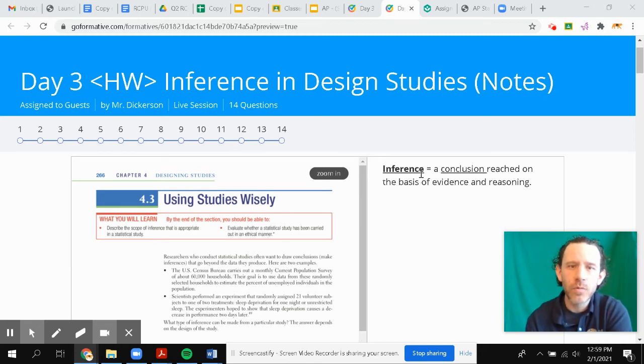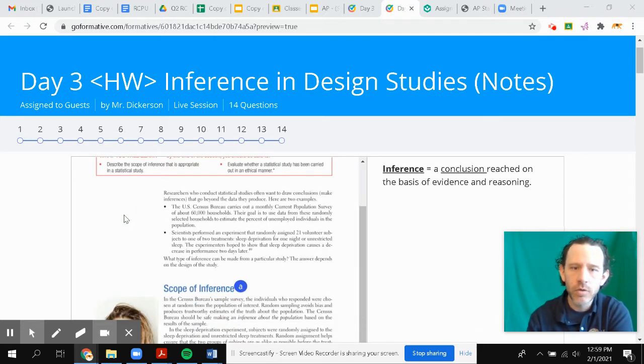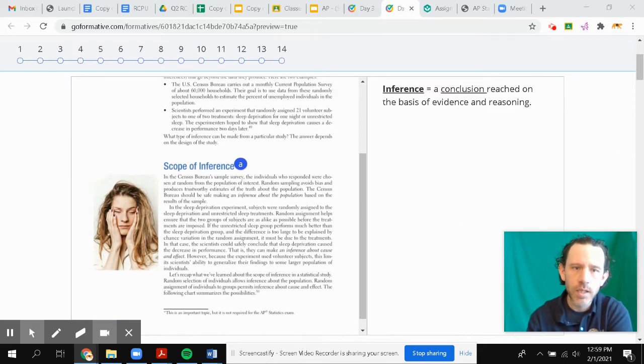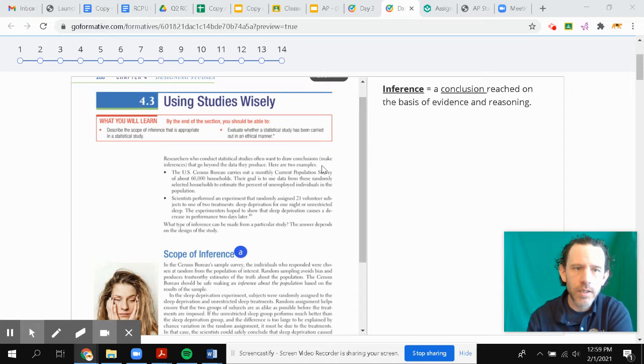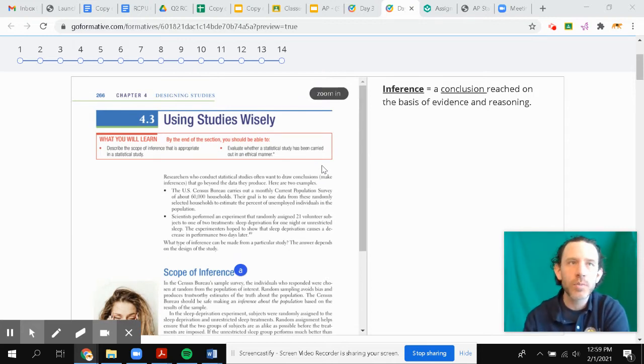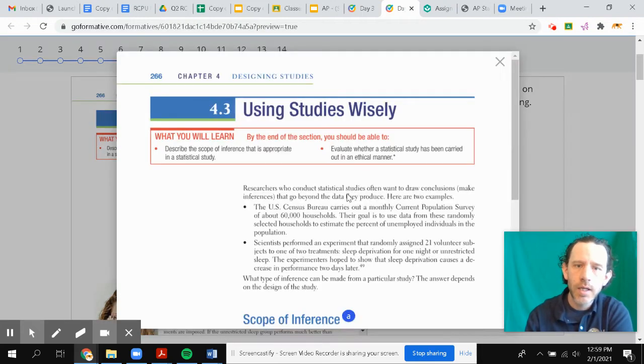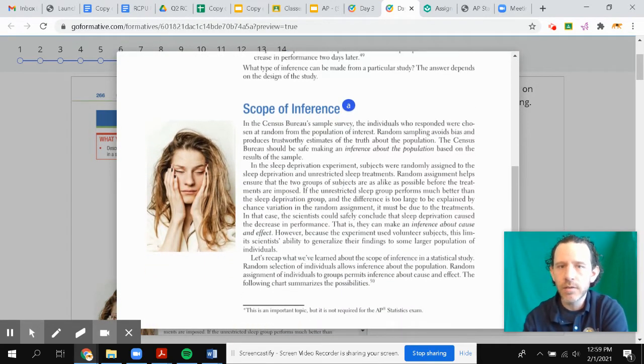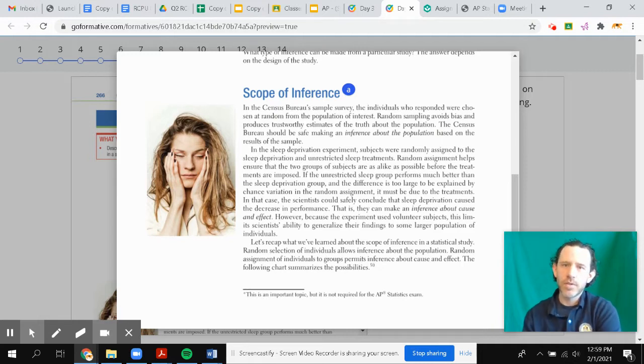depend on how the study was designed. So we're going to look at the components that we're really looking for that are going to tell us what conclusions we can make. So we're going to take a look at these excerpts from our textbook. This is chapter 4.3, and this intro gives us a couple examples.